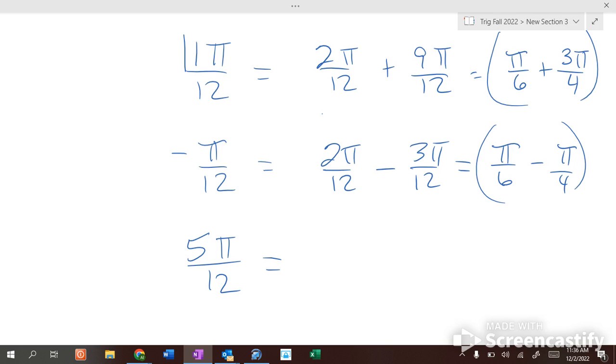You are so good, Maggie. How'd she get that so quick? Well, she just looked at the problem above. 2 pi over 12 plus 3 pi over 12 is 5 pi over 12, right? So it's just pi over 6 plus pi over 4.